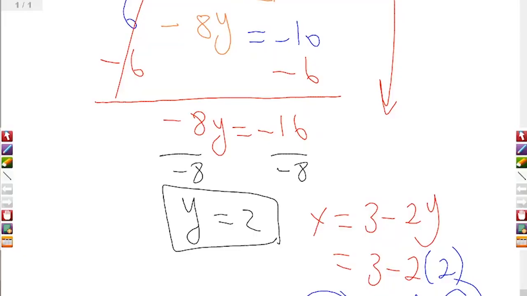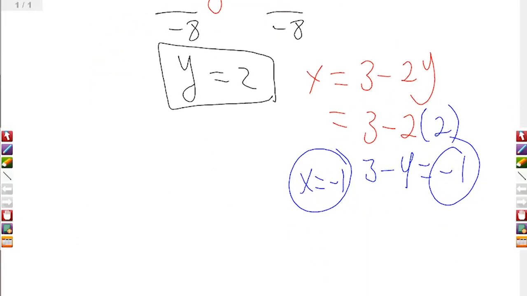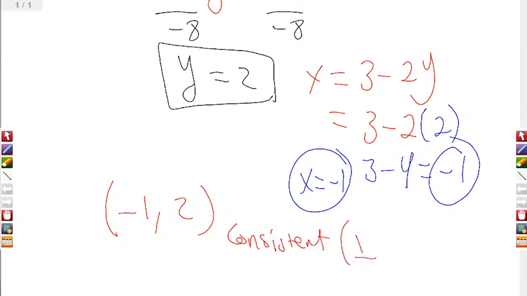y equals 2. Let me write my solution. The final solution is an ordered pair, negative 1 and 2. And again, this is consistent, independent.